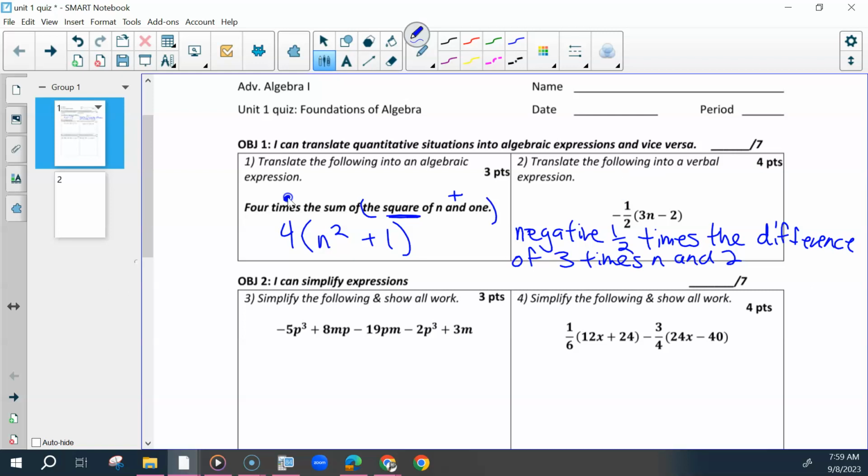Right, so the 4 points there were, did you name the negative? Did you show that you're multiplying to everything? Did you somehow show the subtraction? And then the other multiplication. For a total of 7 points for that objective. Questions on 1 or 2?